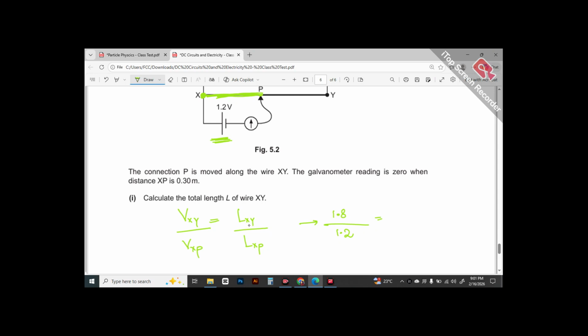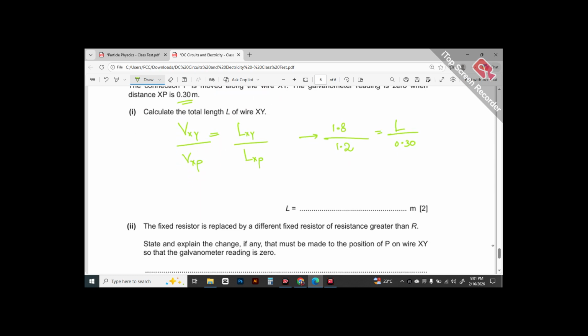Now the length of the entire wire XY, that is what we have to calculate, and the length of XP is given to be 0.30. So we place 0.30. Now you rewrite this equation, and 1.8 over 1.2 into 0.3 gives you 0.45 meters.